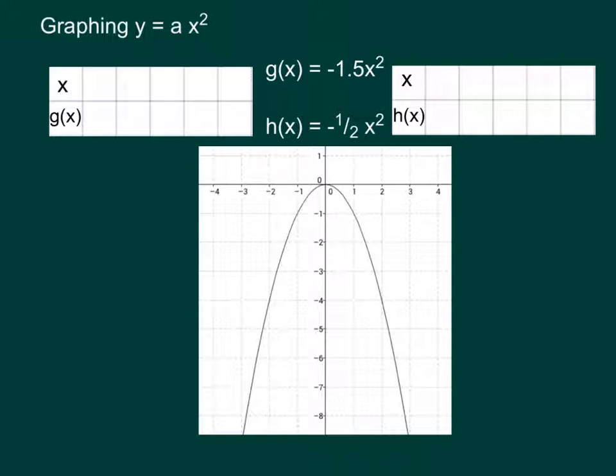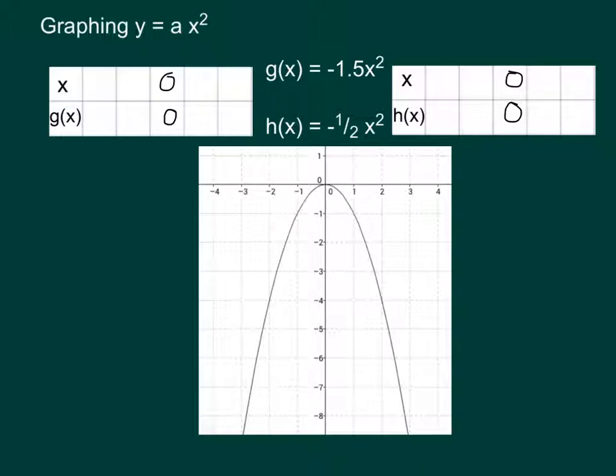Alright, here's another opportunity to plug in and find some values for x in order to graph our parabolas. Once again, I'm just going to start with 0 in the center of each of our tables here, because plugging in 0 into these functions will give me 0 for a y value each time.